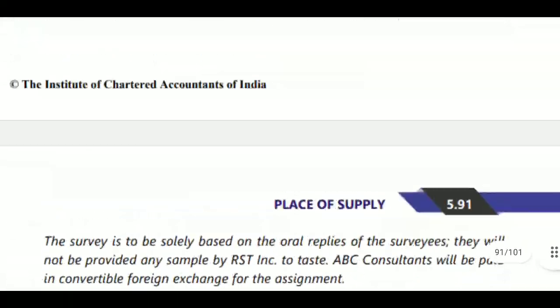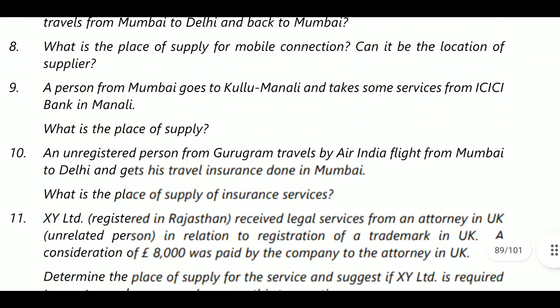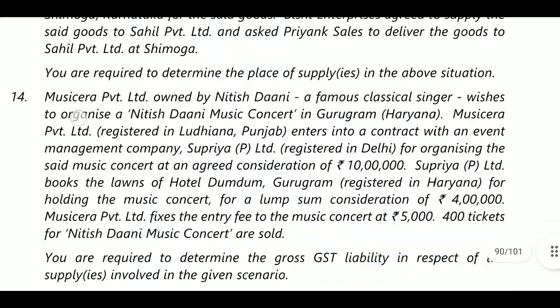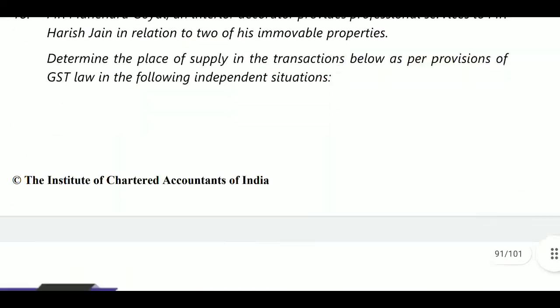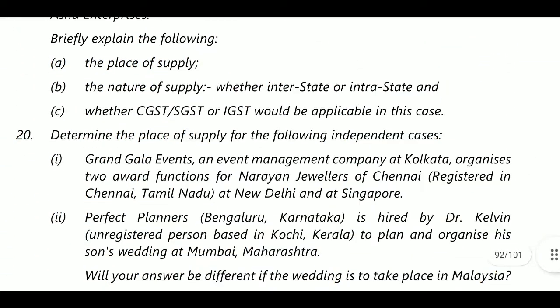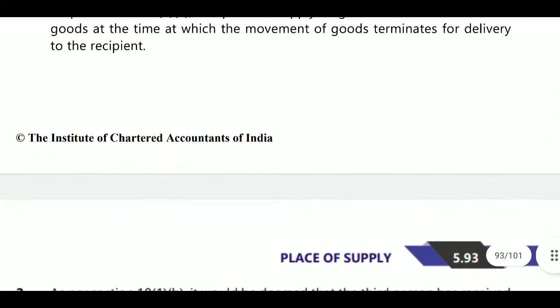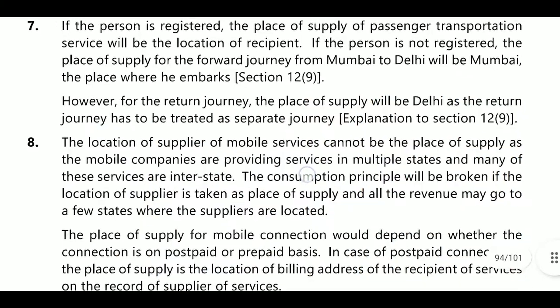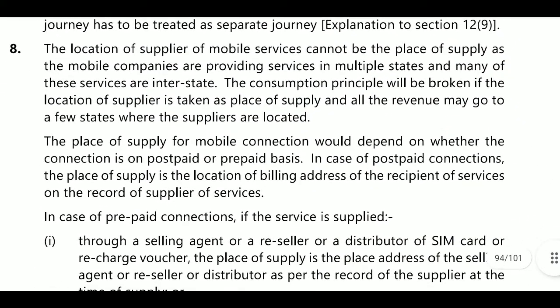What is there in question number 8? In question number 8, what is the place of supply for mobile connections? Can it be the location of the supplier? For mobile communications, here we will bifurcate into prepaid or postpaid. If it is postpaid, the billing address of the recipient we will take. If it is prepaid, the payment of such connection will be taken. So as per question number 8, the location of the supplier of mobile services cannot be the place of supply. So the location of the supplier will not be taken directly for place of supply.